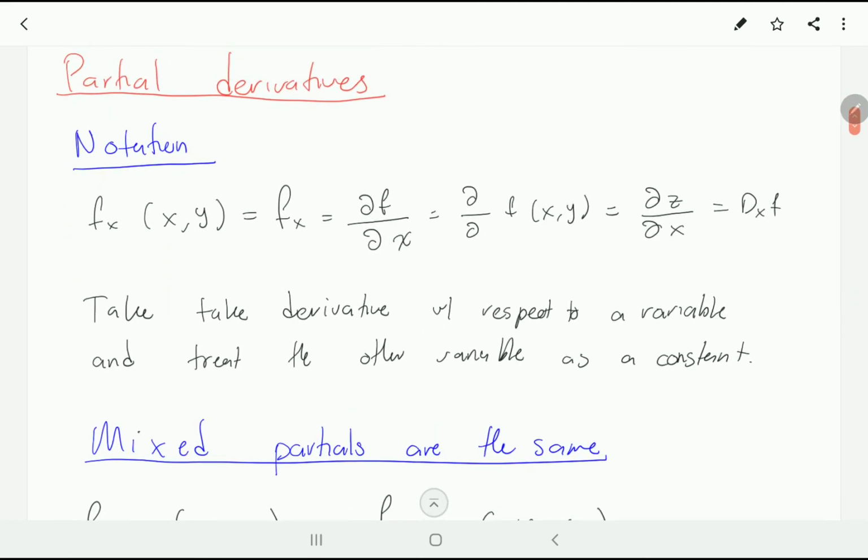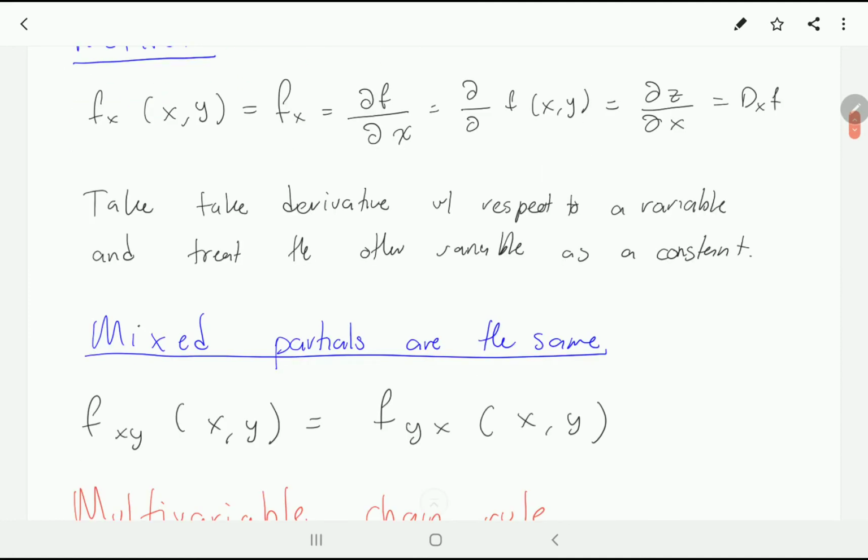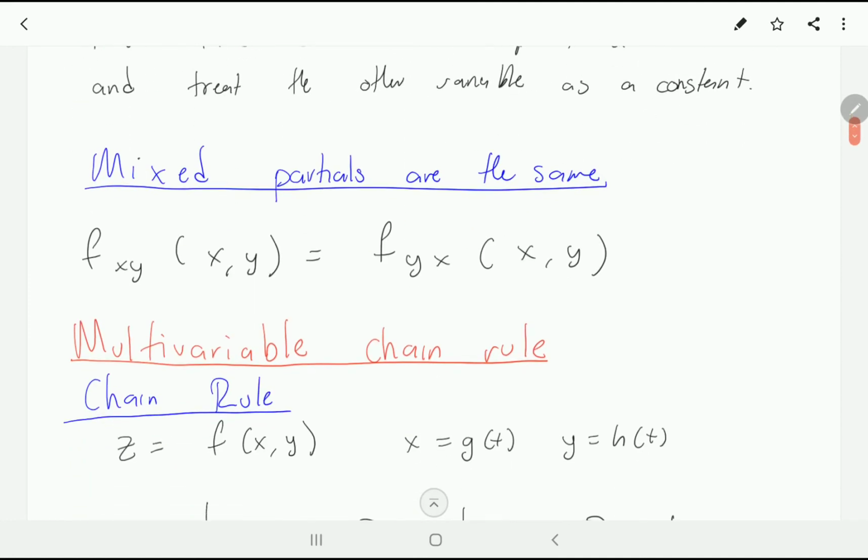So for partial derivatives, the main thing to know is that to find them, you take the derivative with respect to the variable and then treat the other variable or variables as constants. And this is the general notation. Another thing to know is that mixed partials are the same.